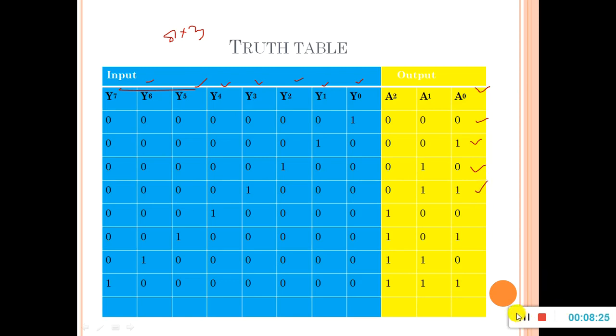Now let's move on. The fourth is to simplify the Boolean expression or derive the Boolean expression from the truth table. So we will just do as we did in the previous example. And what is that?